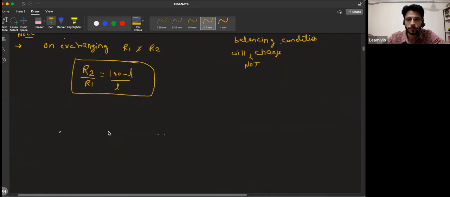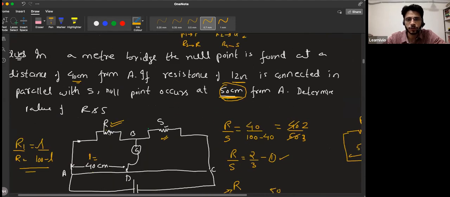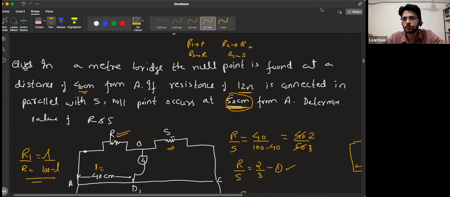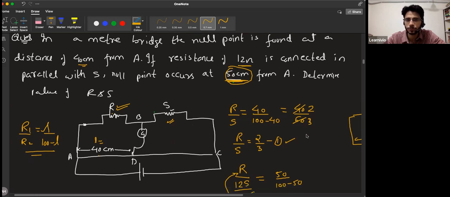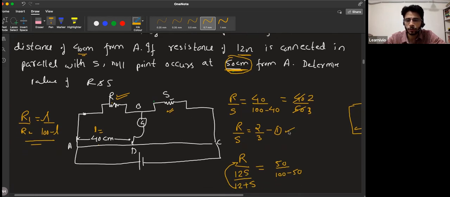Yes, sir. Let's come to this numerical directly. The numerical says in the meter bridge, the null point is found at 40 centimeter. This R and S is given in the question. This figure is a part of the question. So in the left gap, you have resistance R. In the right gap, you have resistance S. And the balancing length is 40 centimeters. The formula says R1 by R2 is L by 100 minus L. Instead of R1, I'm using R. Instead of R2, I'm using S. So R by S is 40 by 100 minus 40. That's 40 by 60, which is 2 by 3. R by S is 2 by 3. Ishma, clear up to here?